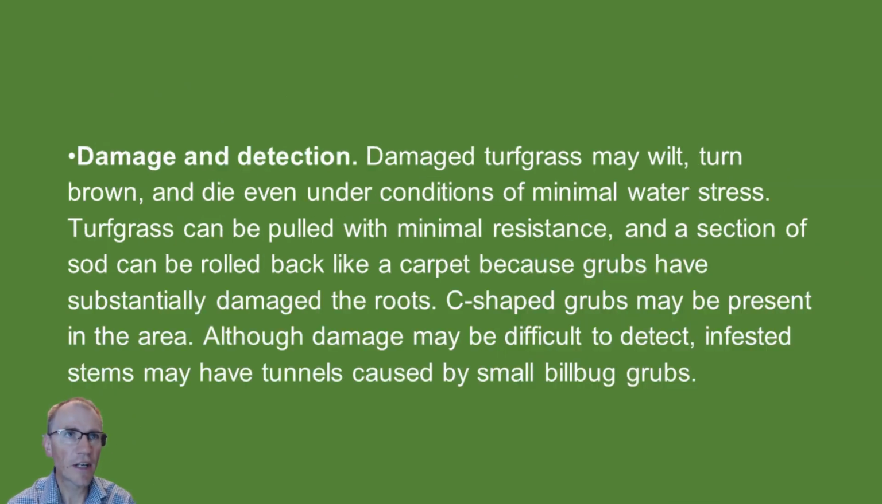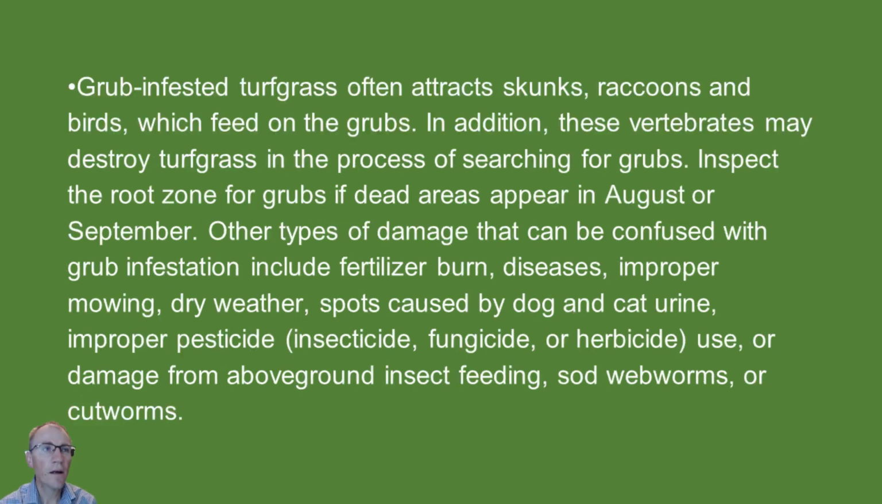Damage and detection. Damaged turfgrass may wilt, turn brown, and die even under conditions of minimal water stress. Turfgrass can be pulled with minimal resistance, and a section of sod can be rolled back like a carpet because the grubs have substantially damaged the roots. C-shaped grubs may be present in the area. Although damage may be difficult to detect, infested stems may have tunnels caused by small billbug grubs.